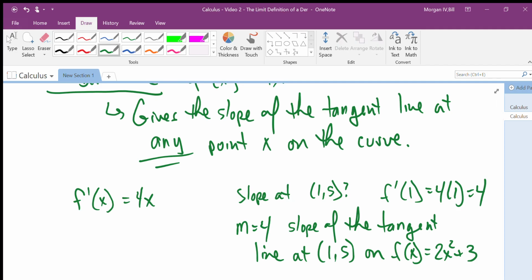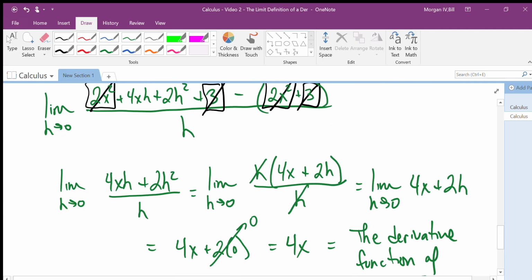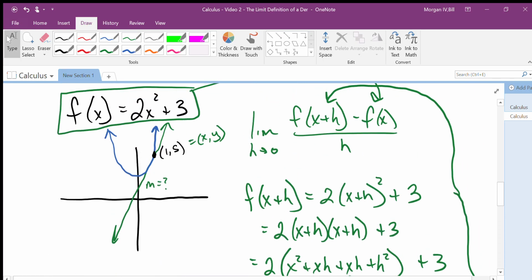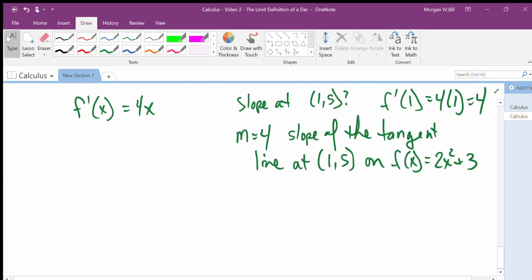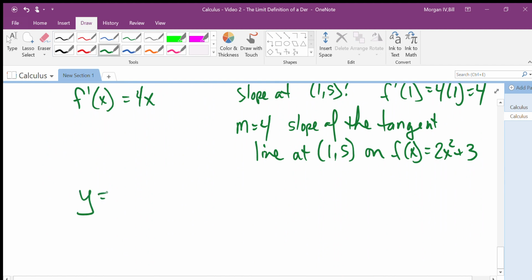But let me extend it just a little bit further. Not only can we find the slope of that tangent line, which now we know is 4, we can find the equation of the tangent line. It's just a line, right? Equation of a line, y equals mx plus b. Or if you want, y minus y1 is equal to m times x minus x1, right? Those are two equations for lines. Y equals mx plus b, where m is the slope. Or y minus y1 is equal to m times x minus x1. In this case, I want to use the second one here.